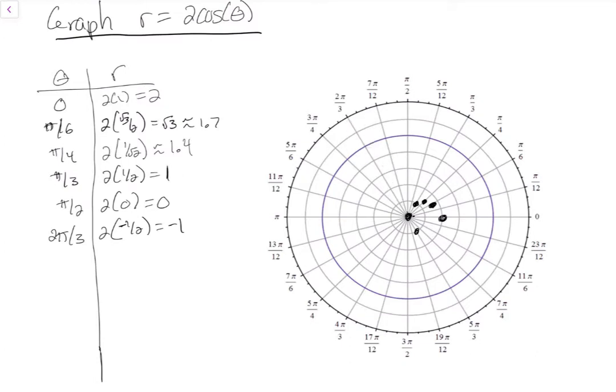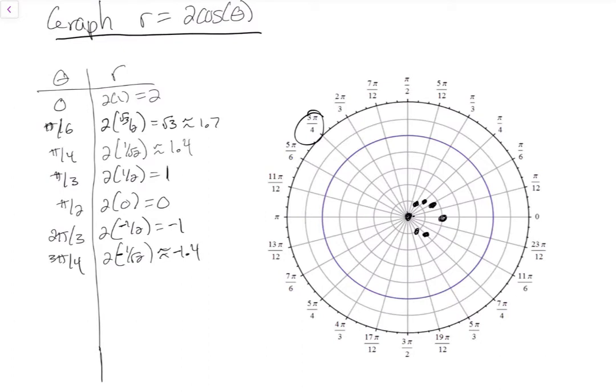So I'll continue. Let's pick 3 pi over 4. Cosine of 3 pi over 4 is negative 1 over root 2, and so that gives me roughly negative 1.4. And that's about right here, negative 1.4.